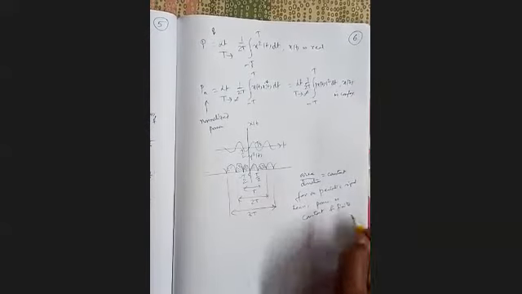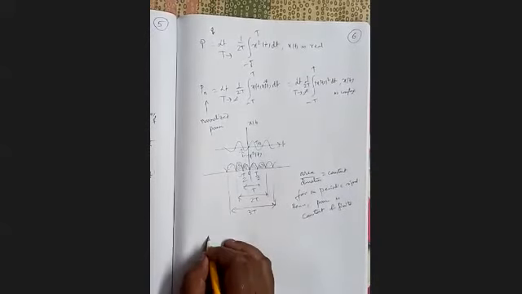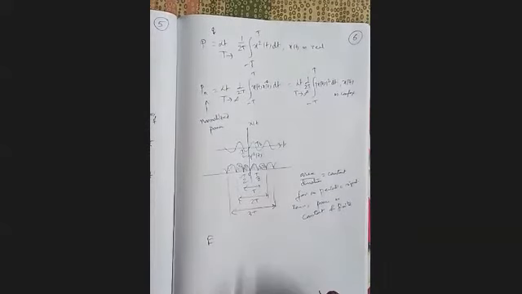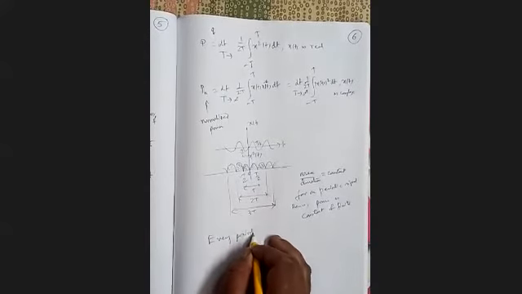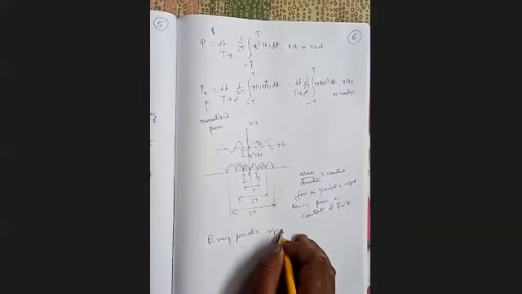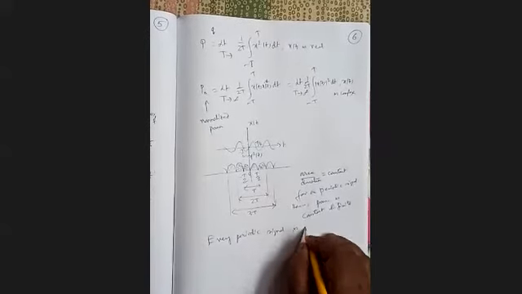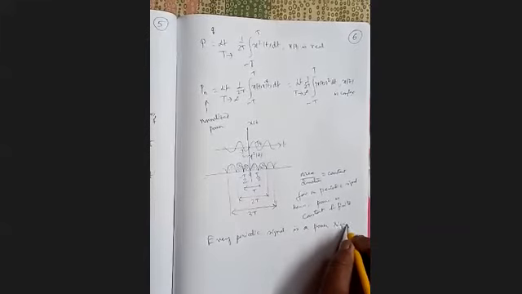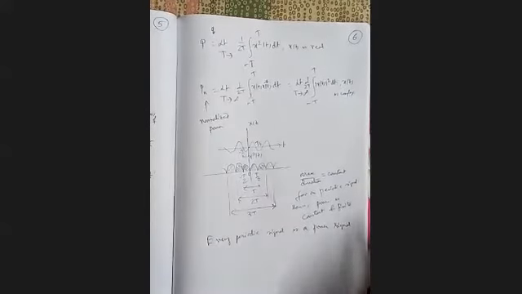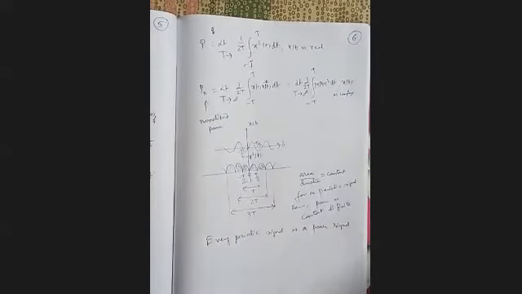So every periodic signal is a power signal. So power is finite. So every periodic signal is a power signal. Get my point? Every periodic signal is a power signal.